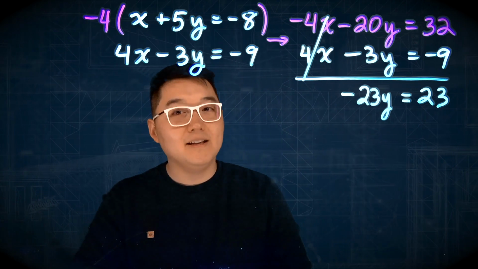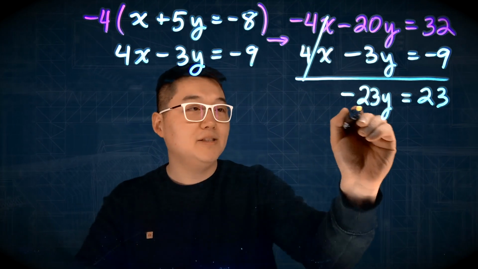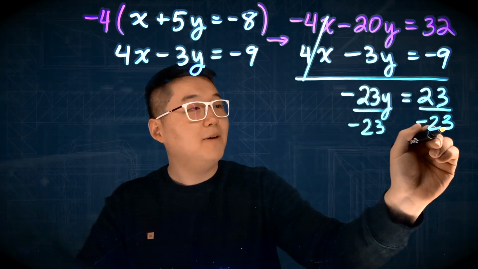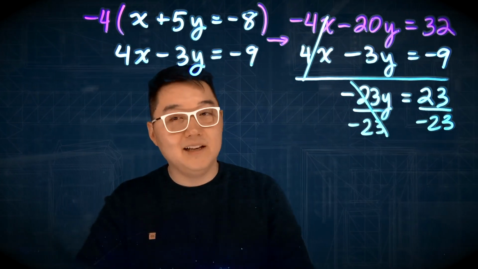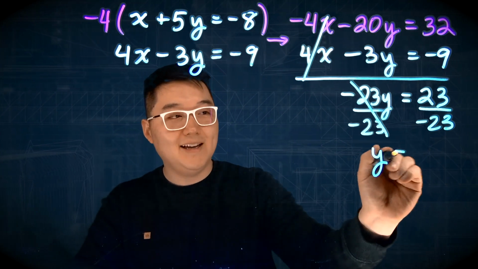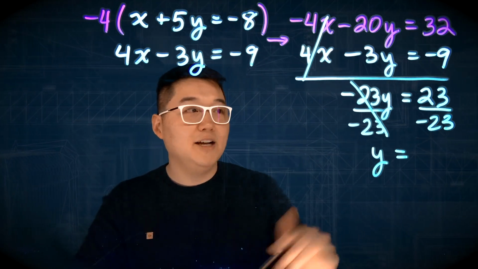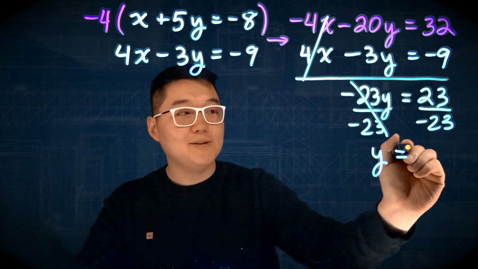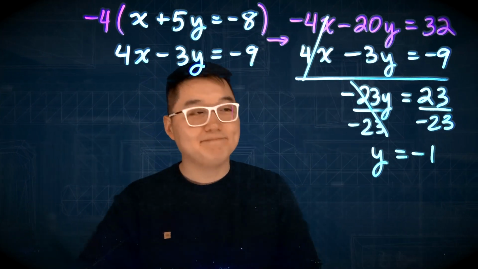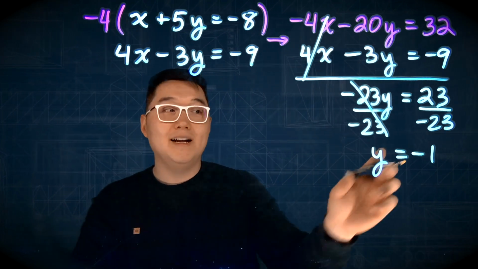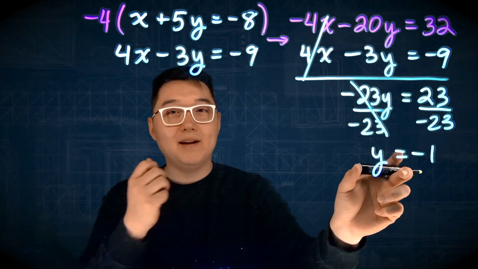So then how do we isolate y? Well, we just divide both sides by negative 23. That way, negative 23 divided by negative 23 becomes a double negative, positive 1y. Now a positive 23 divided by negative 23, well, there's only one negative, so it's negative 1. And there you go. So again, we know y is negative 1.